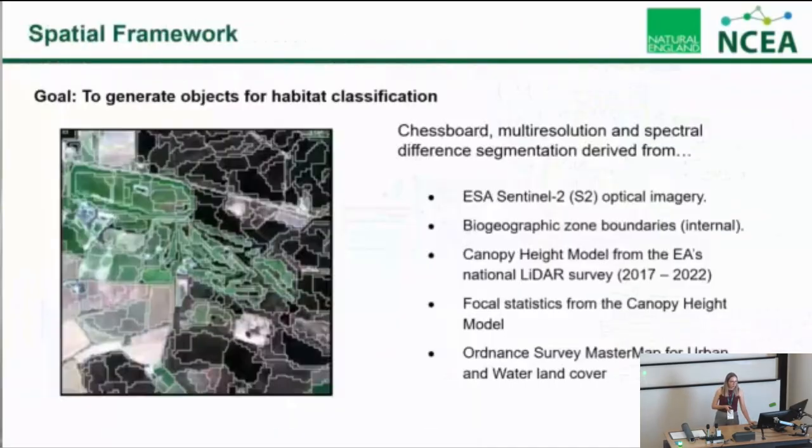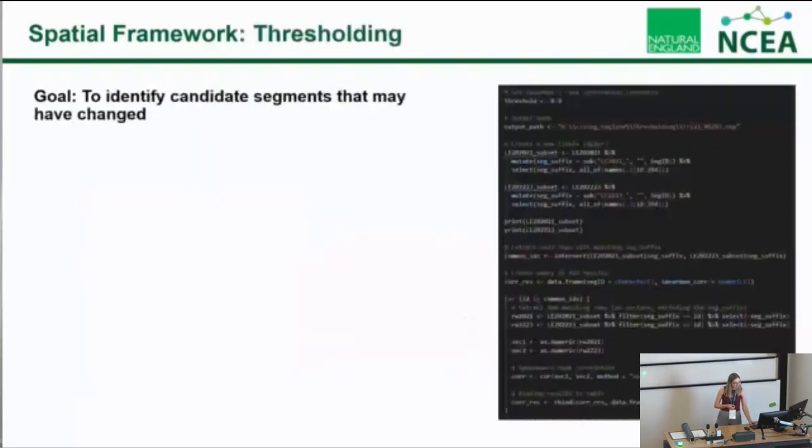Next is the spatial framework. Living England uses an object-based method, so this is a combination of chessboard, multi-resolution and spectral difference segmentation using these variables you can see here. So there's Sentinel-2, biogeographic zone boundaries, some canopy height data and Ordnance Survey data.